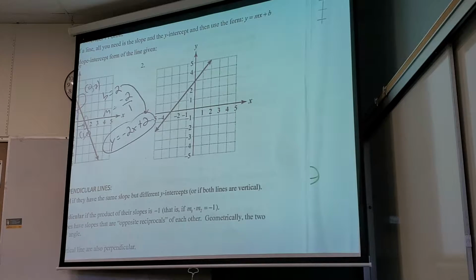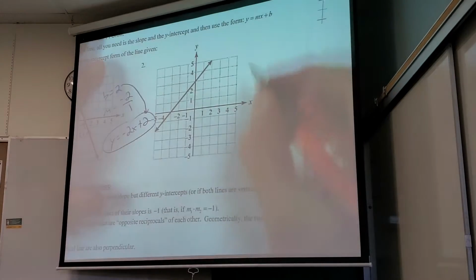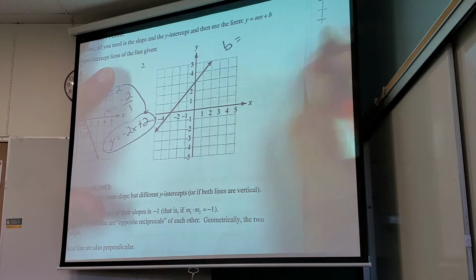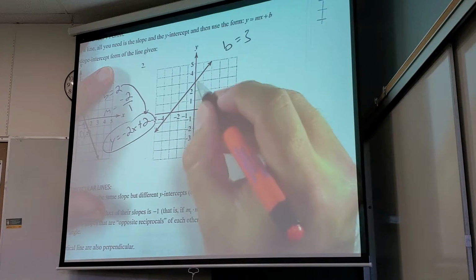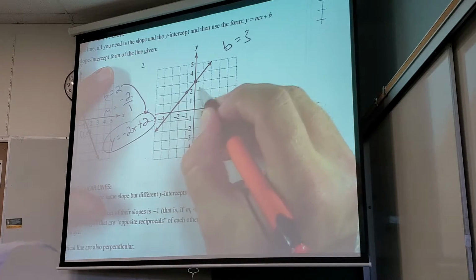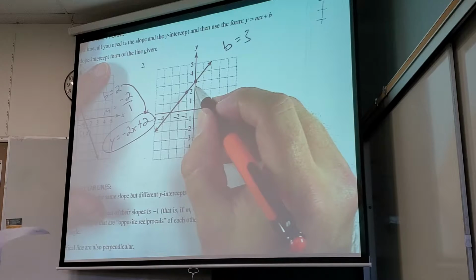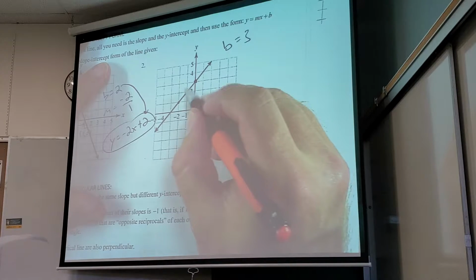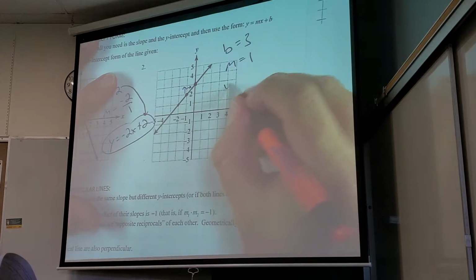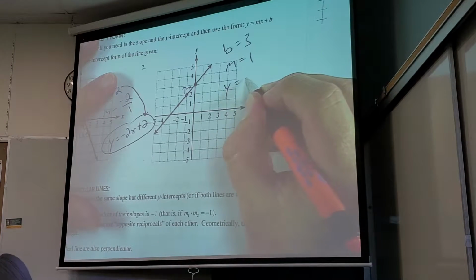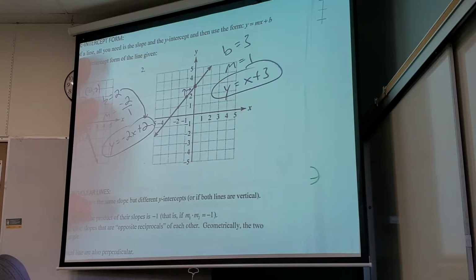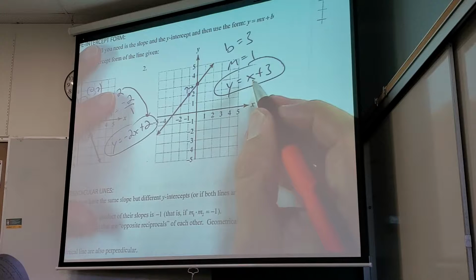All right, so here, what do we got? What's the b value going to be? 3. And then let's see, I'll definitely go through that point, and it looks like I go through a lot of points I can use. So what's the slope going to be? 1. Yeah, because they will go up 1 over 1. That's too nice to believe. So what's the equation? X plus 3. Bang.